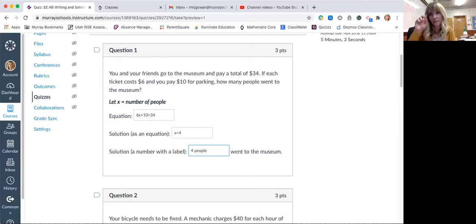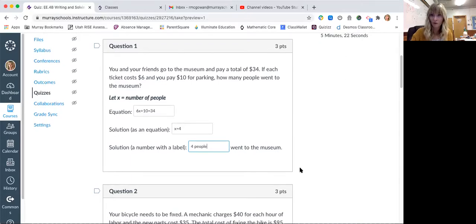Watch your spelling. I did put 1 space between 4 and people because that's how you do it grammatically, right? No other spaces, nothing else weird. But this is my solution as an equation. This is my solution with a label. 4 people. What does this answer actually mean? 4 people went to the museum.